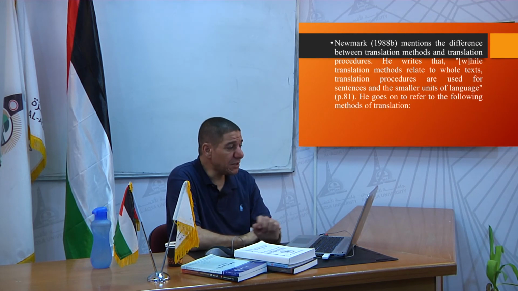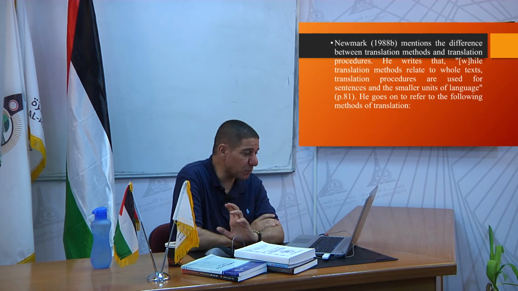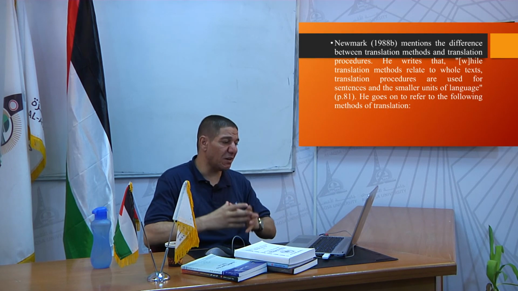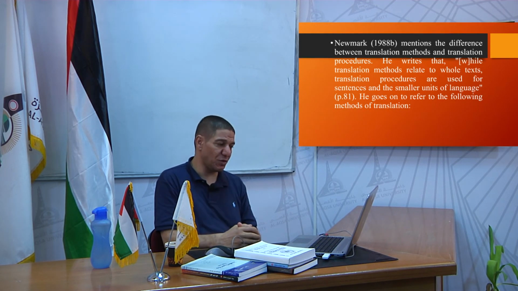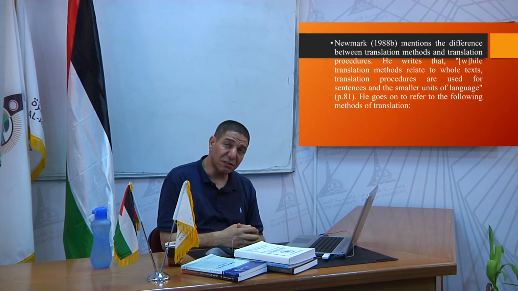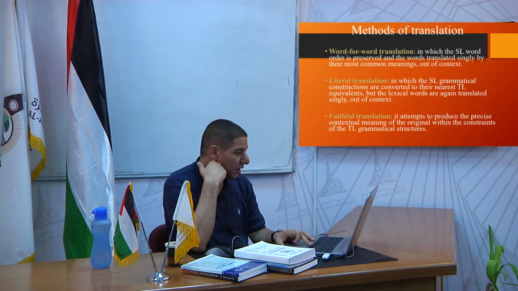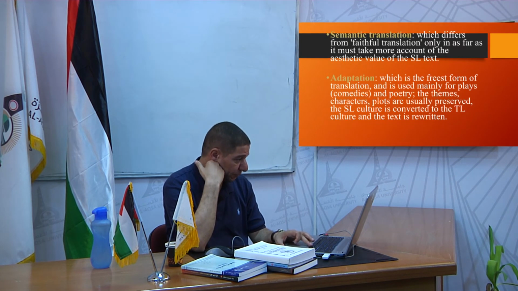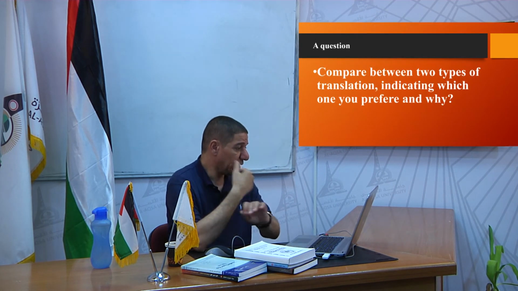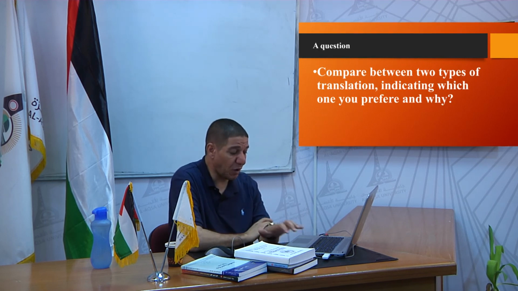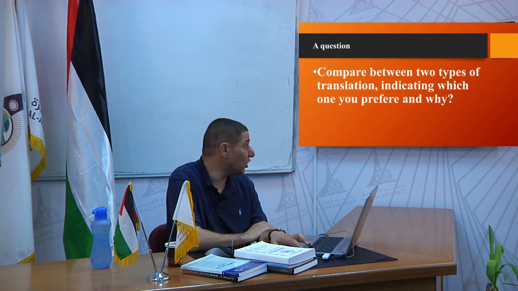Now, Newmark mentions the difference between translation method and translation procedures. He writes that while translation methods relate to the whole text, translation procedures are used for sentences and smaller units of language. It is interesting that Newmark talks about methods as if he talks about types, but we are going to skip this because we are going to come back to it later, and I don't have much time. I'm given a signal. I want you to think of this for next time. Compare between two types of translation, indicating which one you prefer and why. I want you to contemplate on this question.